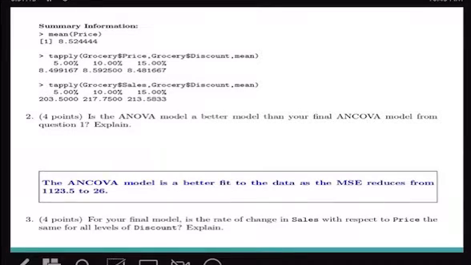So before you can take a decision here about which one is a better model, we have a model selection criterion that we call mean square error. And the one with a lower mean square error is a better model.